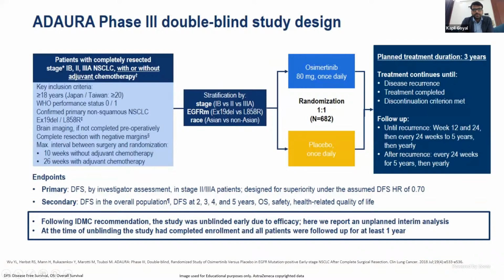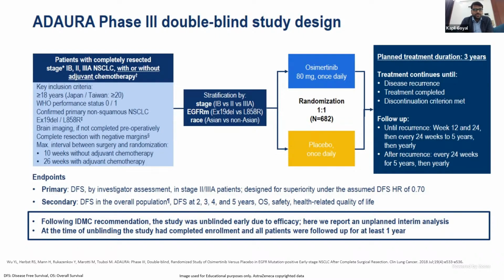ADAURA was a phase 3 double-blind study in which patients with completely resected stage 1B, stage 2, and stage 3A NSCLC who had or had not received adjuvant chemotherapy were taken. The study was done in more than 20 centers, including Japan and Taiwan, with patients more than 18 years of age with WHO performance status of 0 or 1. They should have a confirmed primary non-squamous NSCLC with exon 19 deletion or L858R mutation positivity.